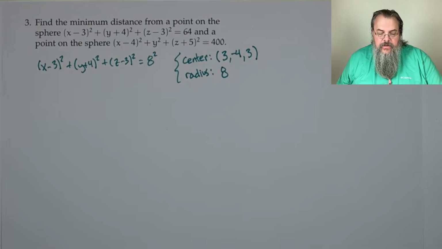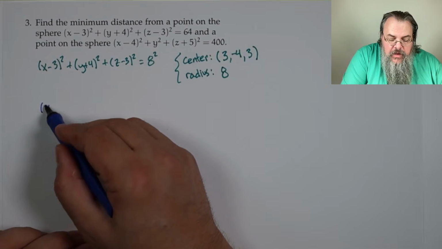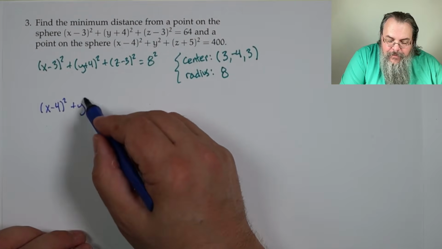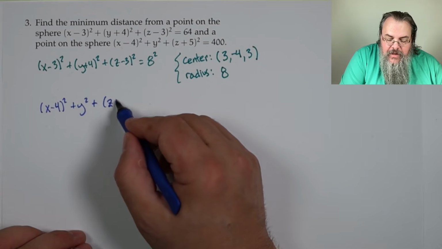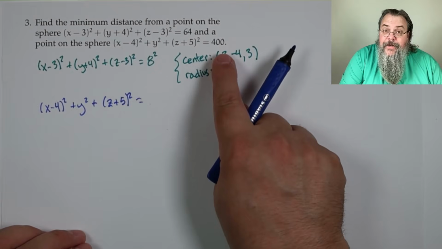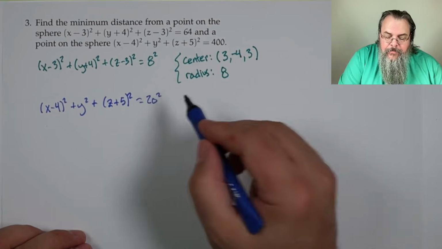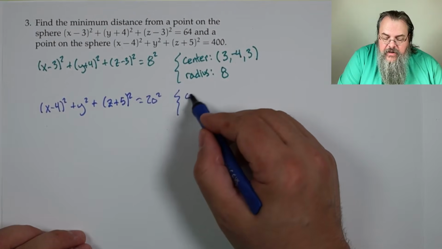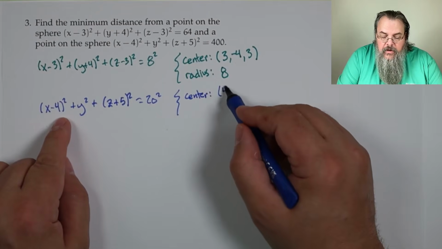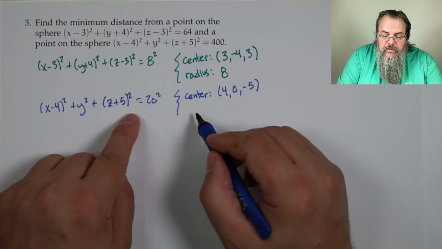All right, now that's our first sphere. Let's do our second sphere, and similar process. In this case, we didn't have to do any completing the square. They're so nice. I'll tell you, our math teachers, they're the nicest people. It's like they want us to succeed. 400 is 20 squared. So what do we have? That center is where? x equals 4, y equals 0, and z equals negative 5, and the radius is 20.